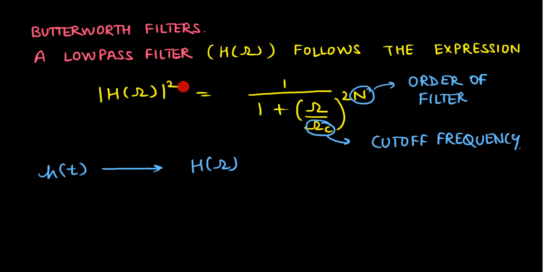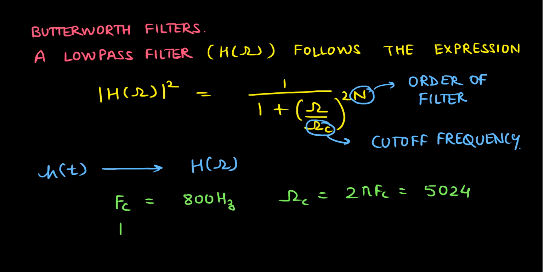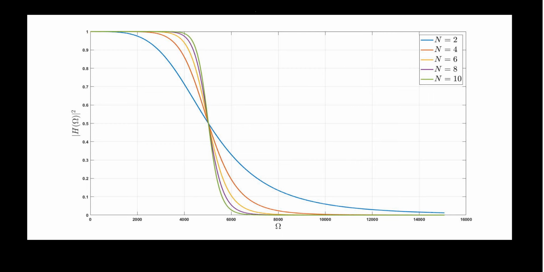So now let us try to visualize this expression for mod of H of omega squared for a particular value of omega c for different values of n. So let us consider fc to be equal to 800 Hz, and we know that omega c is equal to 2 pi fc, which is around 5024 for this value of fc, and let us vary n from 2 to 10 and see how it looks in the frequency domain. So let us plot this mod of H of omega squared with respect to omega. So what we get is something like this.